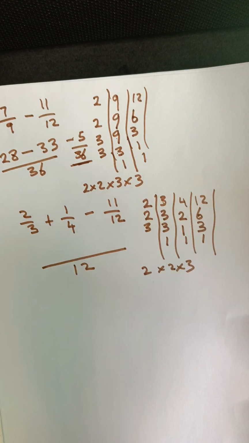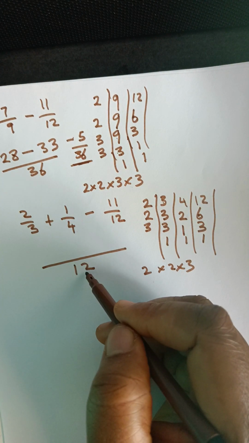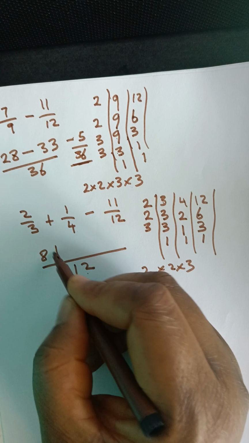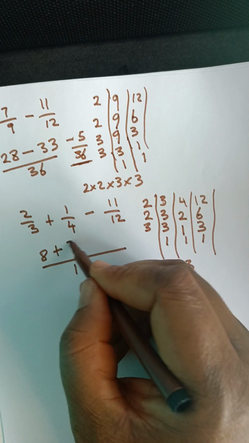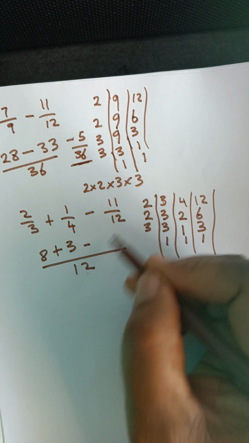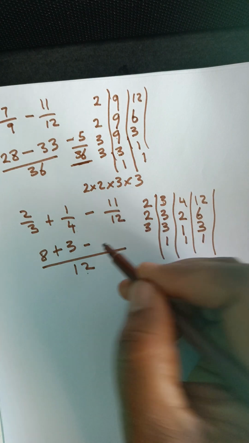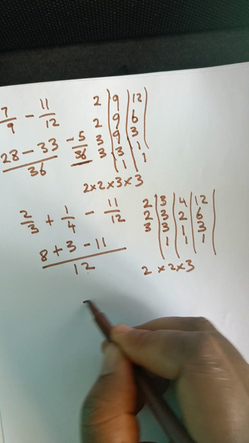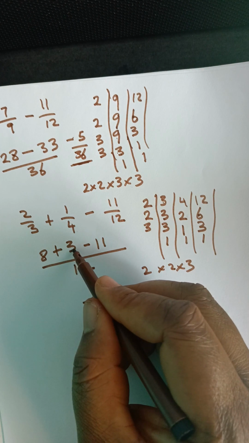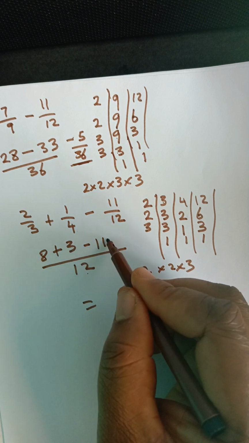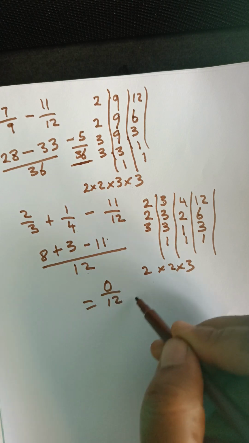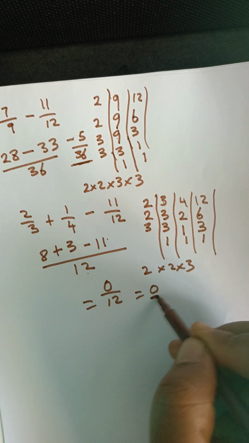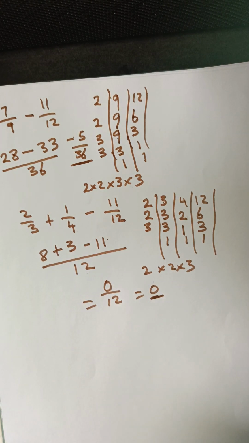Now, how many 3s are in 12? 4. 4 times 2, 8. Plus, how many 4s are in 12? 3. 3 times 1, 3. Minus, how many 12s are in 12? 1. 1 times 11, 11. So our answer is what? 8 plus 3, 11. 11 minus 11 is 0 over 12. And 0 divided by 12 is equal to 0. So this is the answer for that.